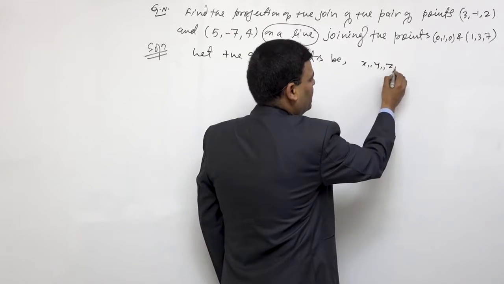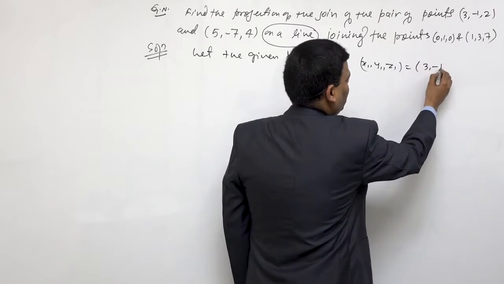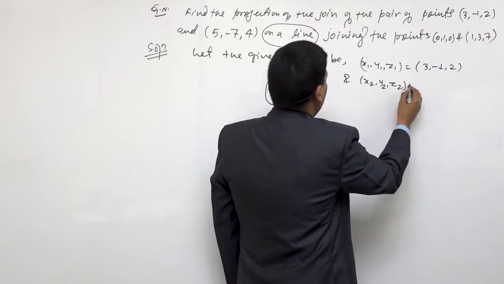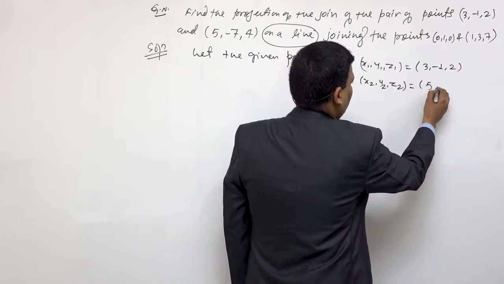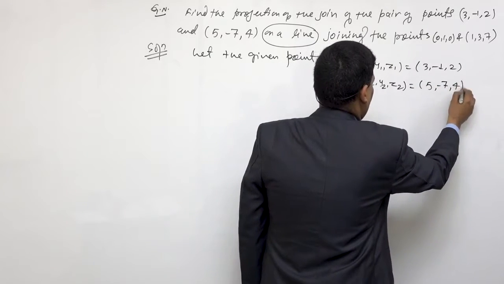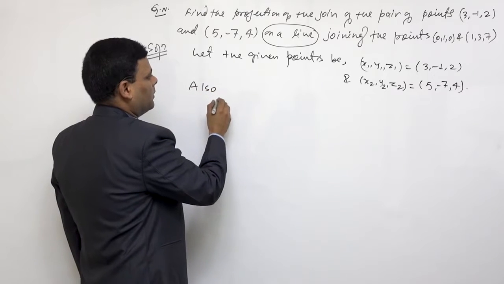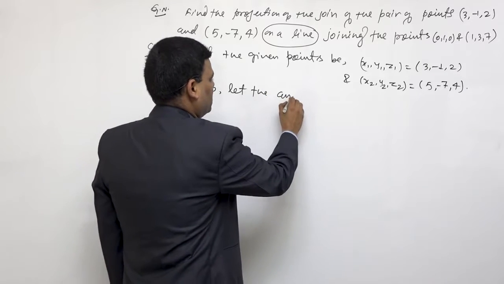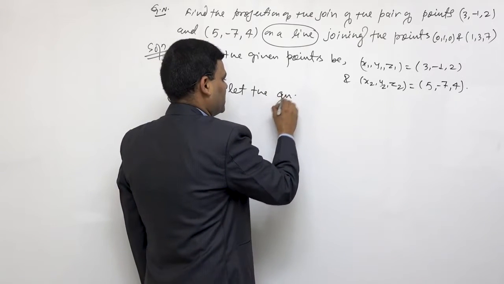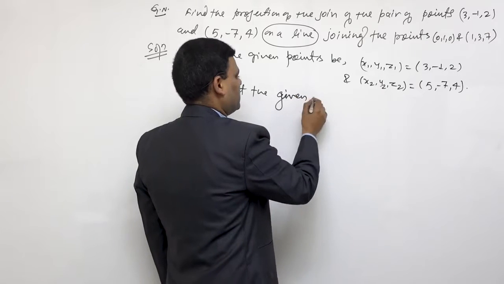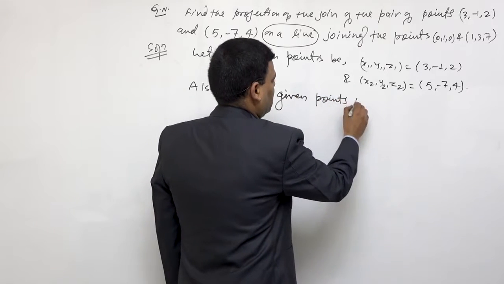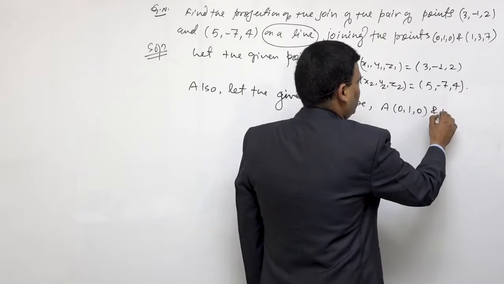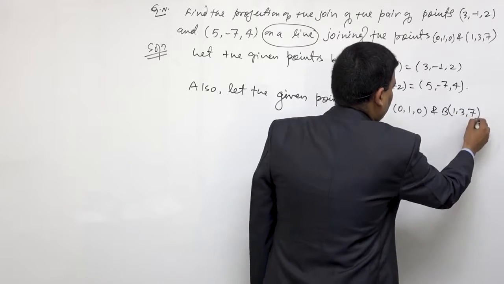x1, y1, z1 equals 3, minus 1, 2 and x2, y2, z2 equals 5, minus 7, 4. Also let the other set of given points be A(0, 1, 0) and B(1, 3, 7).